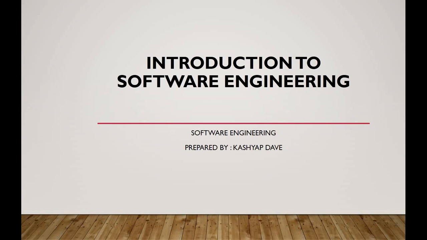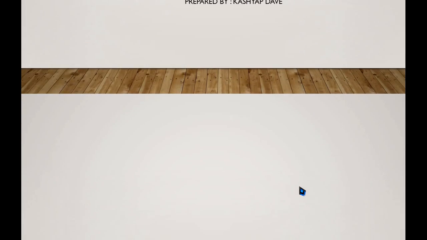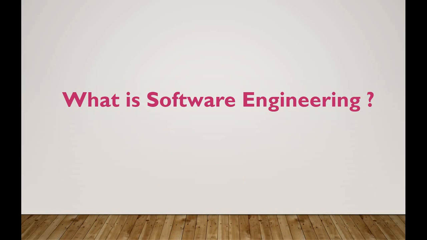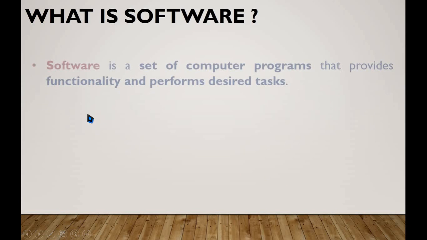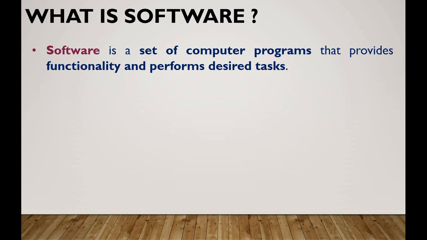In this video lecture, we are going to learn your first unit, that is Introduction to Software Engineering. So our first question will be, what is software engineering? Before starting with the whole term software engineering, we can understand both the terms, software plus engineering, individually. So our first question is, what is software? The definition says software is a set of computer programs that provides functionality and performs desired tasks.